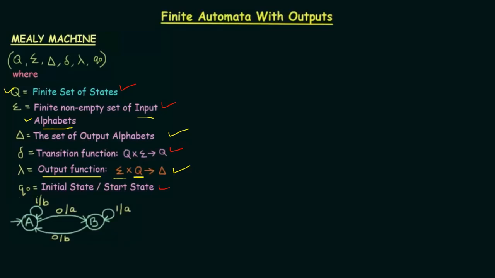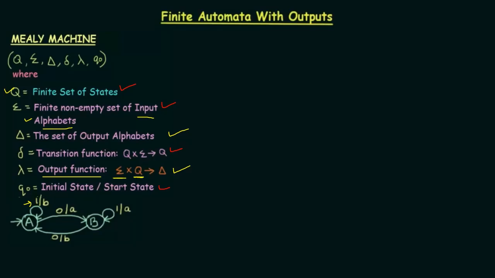Let's take this example. We have an initial state of A, and it is going to B. On applying the input alphabet 1 on A, it is producing a self loop. And whenever we are applying 0 on capital A, it is going to state B. In state B also, whenever you are applying 1 as input alphabet, it is producing a self loop, and whenever you are applying 0 as input alphabet, it is going back to capital A. So that is pretty much simple.